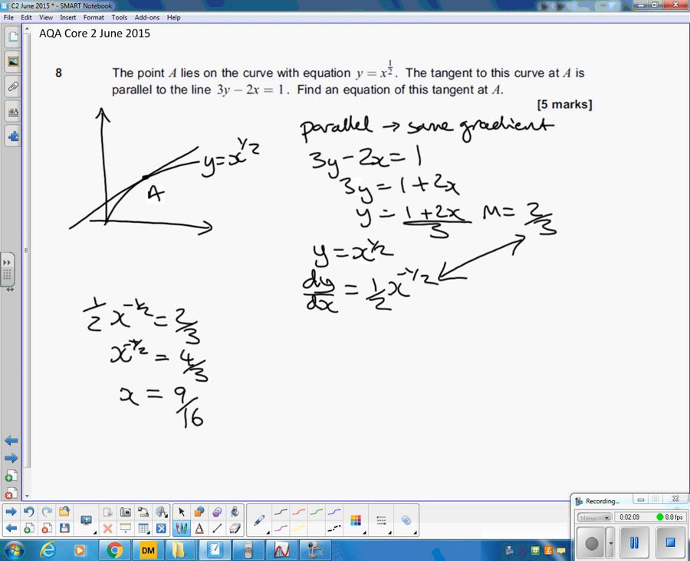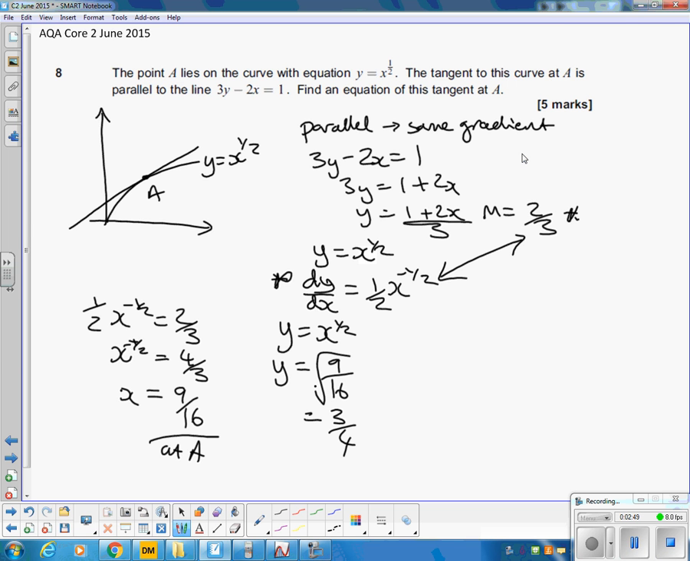That means that our point A, the x coordinate, is 9 over 16, because this is where the gradient we got from the tangent is the same as the gradient of the parallel line. So that must be point A. So we know the gradient, we know the x coordinate. You also need to know the y coordinate to write the tangent. So y is x to the power of a half. Remember, half is a square root. So y is the square root of 9 over 16, which is 3 over 4.